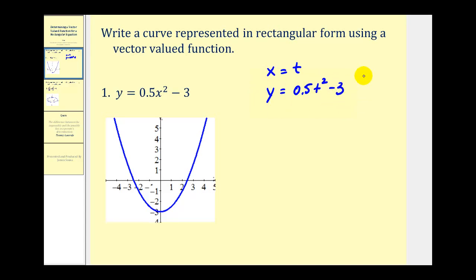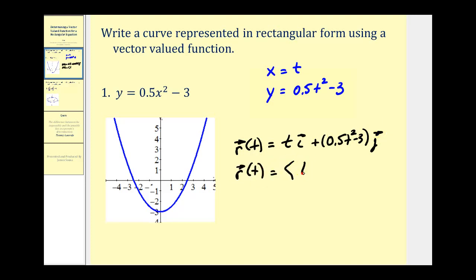So now that we have the parametric equations for this curve, we can now express this as a vector-valued function where vector r of t is going to be equal to t times the unit vector i plus 0.5 t squared minus 3 times the unit vector j. Or in component form, we would have <t, 0.5 t squared minus 3>.